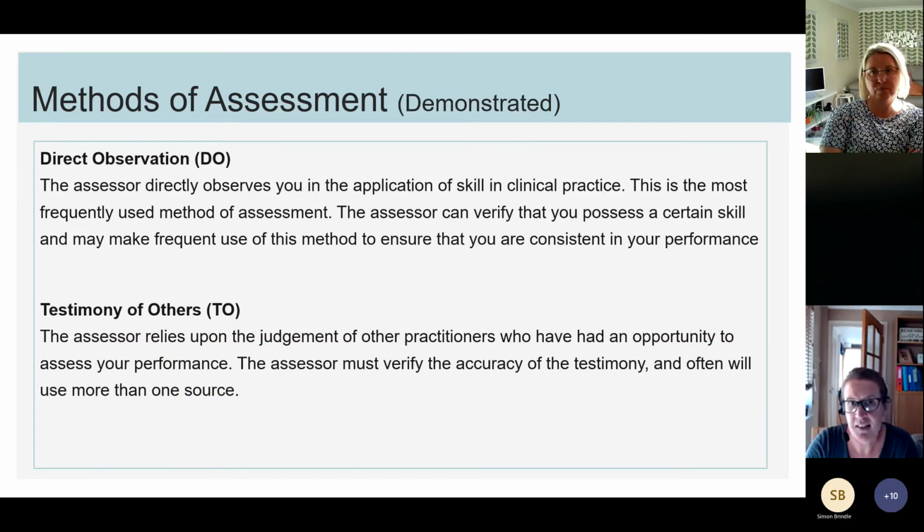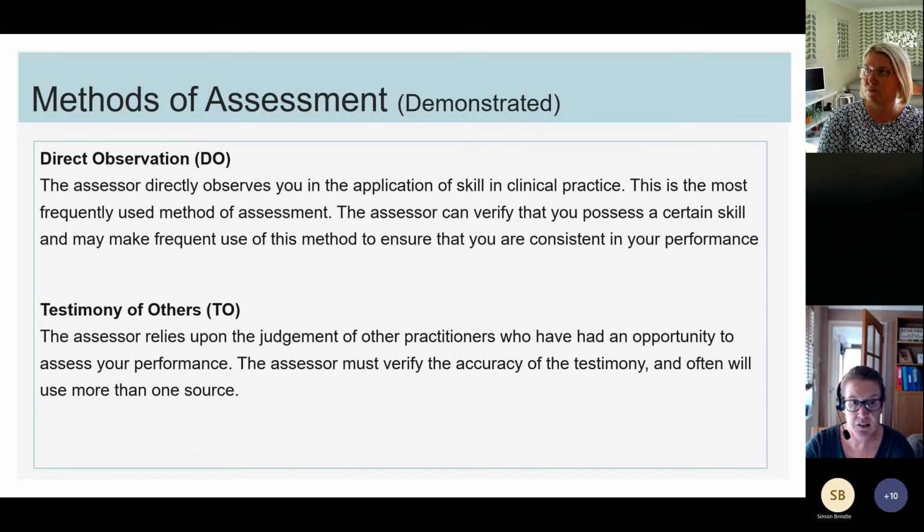So, different methods of assessment. We'll talk through these and then I'll show you some actual evidence that students have used throughout the last year to show their competency. Some of these you'll be familiar with if you've assessed students from other universities. These aren't new ways of observing or providing evidence.